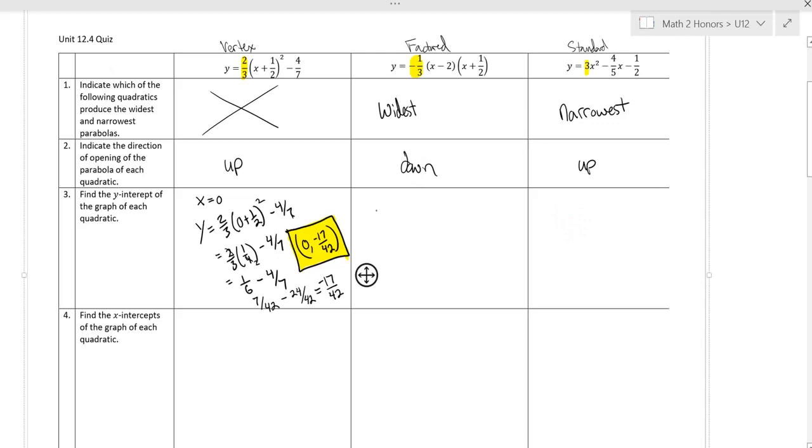For the next one, finding the y-intercept, again you plug in 0 for x, and we get y is negative 1/3 times 0 minus 2 times 0 plus 1/2. And so we're going to end up with positive 1/3 times 2 times a half, which is 1, so y equals 1/3. So 0, comma, 1/3 is our y-intercept.